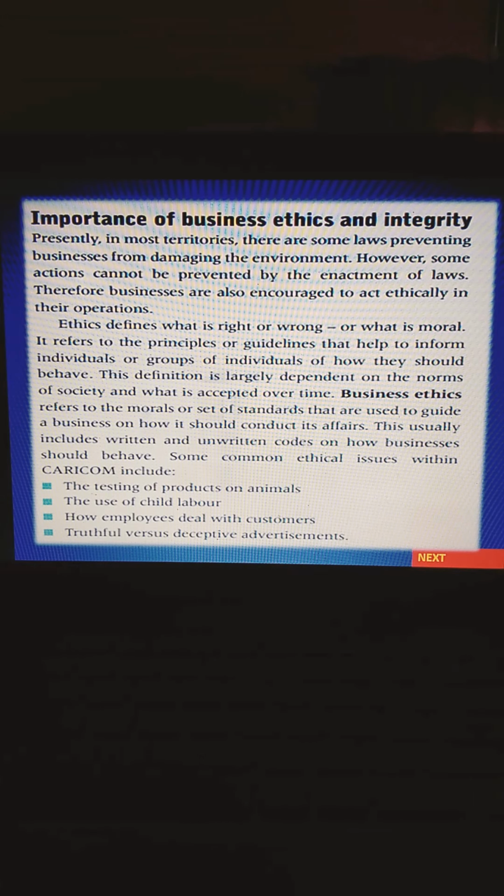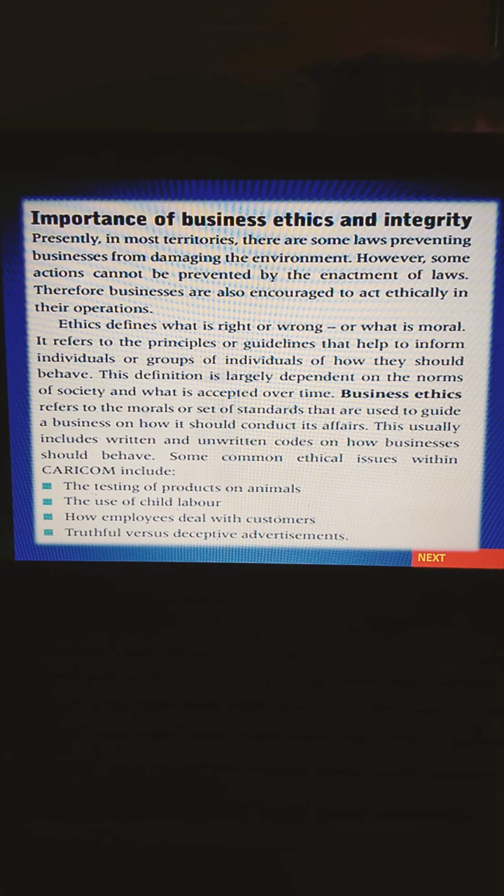Ethically speaks to ethics. The word ethic is doing the right thing, right? So ethic defines what is right or wrong, or what is moral. You know, you're growing up and you hear your mommy say you don't have any morals or values, right? So these things speak volumes. Business also should be ethical.